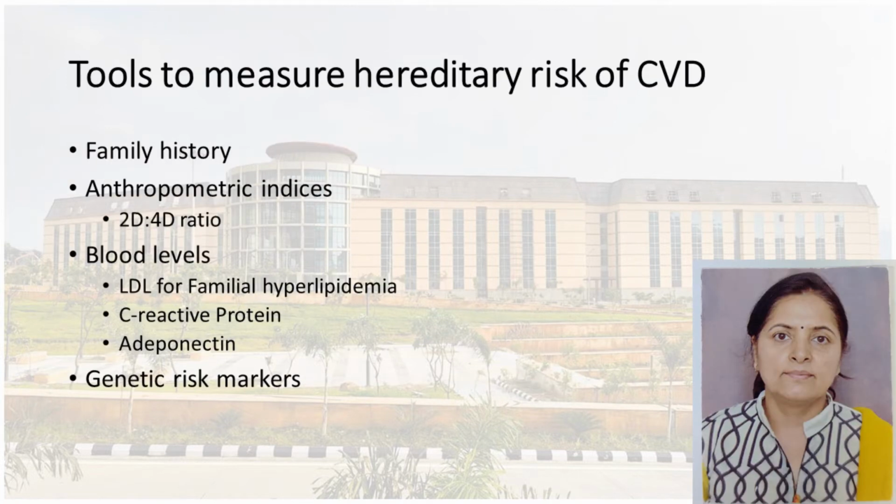Various tools to measure the hereditary risk of cardiovascular diseases depend upon family history or various anthropometric indices, then various blood levels like LDL, C-reactive protein, adiponectin. Then there are certain genetic risk markers also.